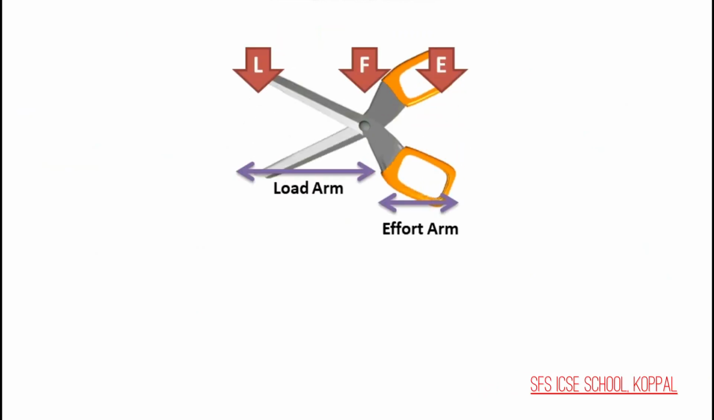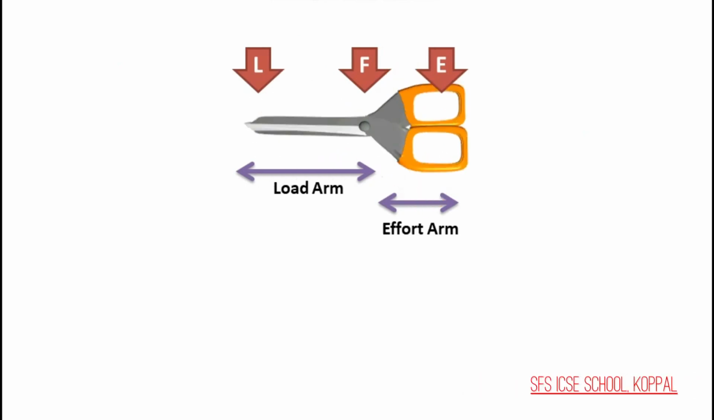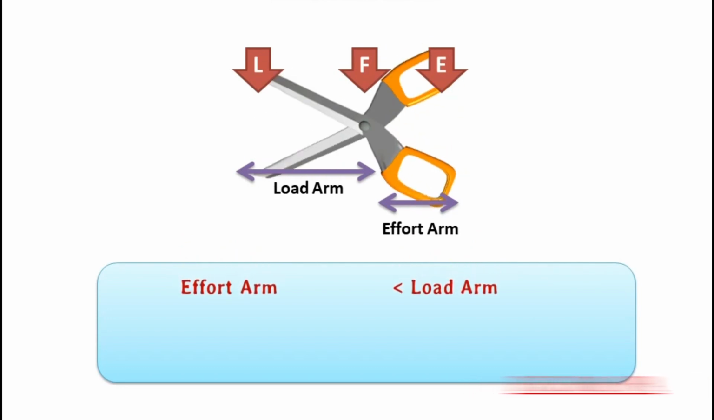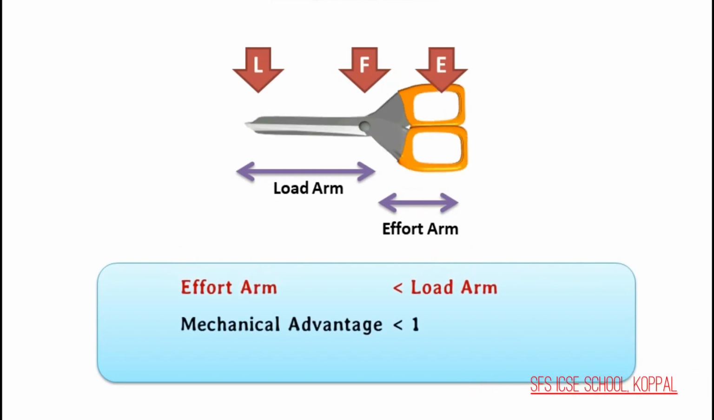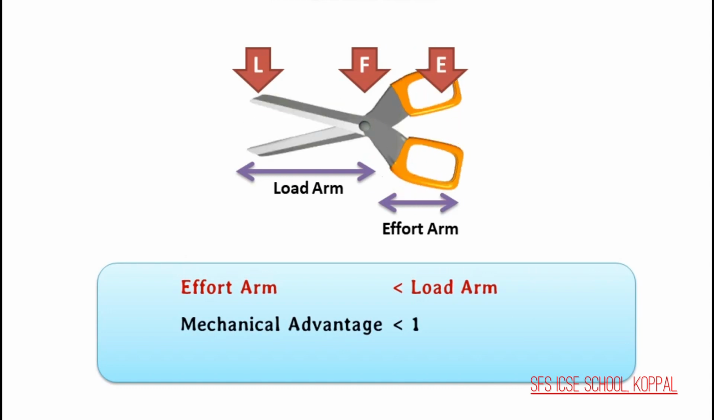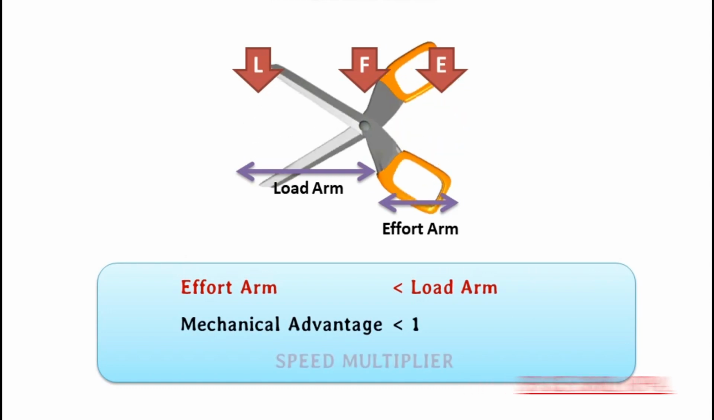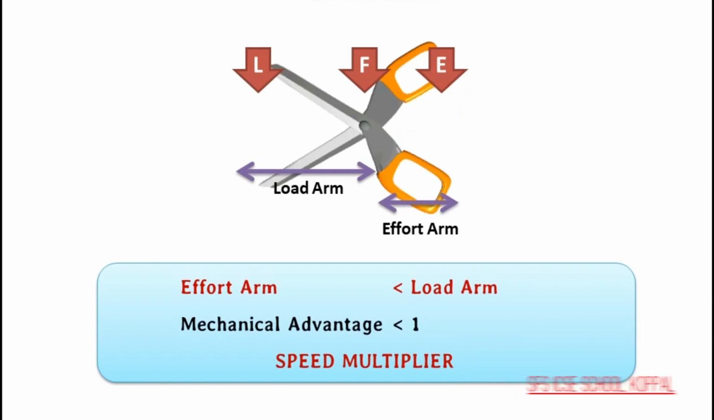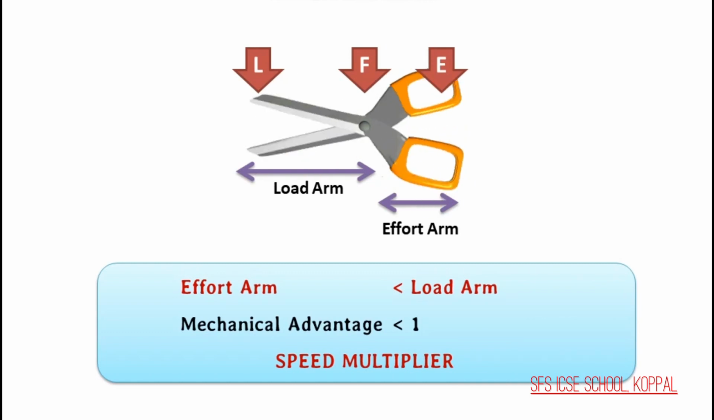We have already studied about scissors. Scissors have longer blades and shorter arms. So, load arm is greater than effort arm. Therefore, mechanical advantage is lesser than 1. It is used as a speed multiplier. By experience, we know that we do not require any force to cut a piece of paper, but we require speed. Therefore, we need a machine which is a speed multiplier.